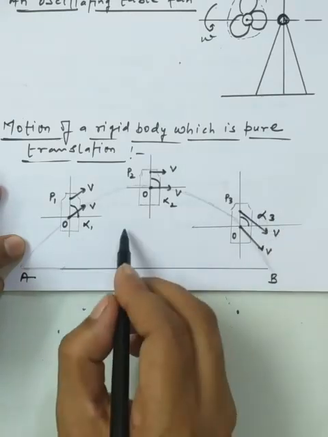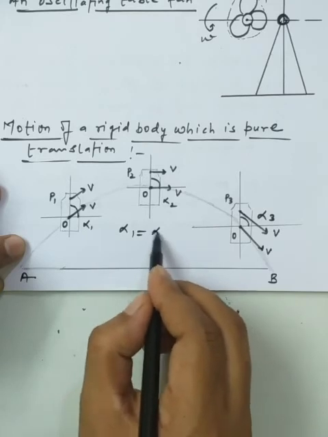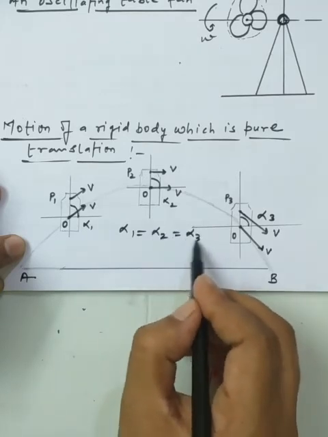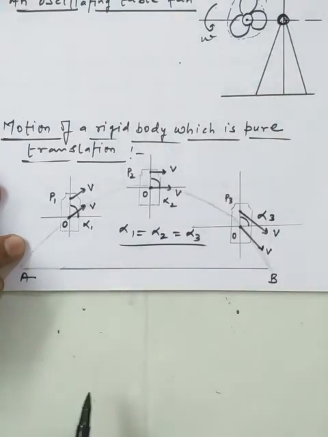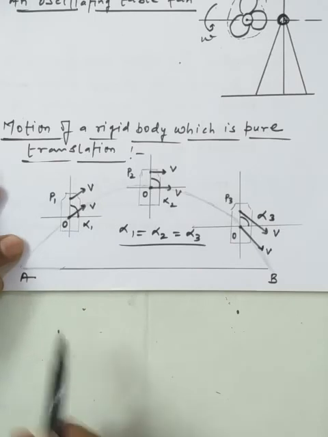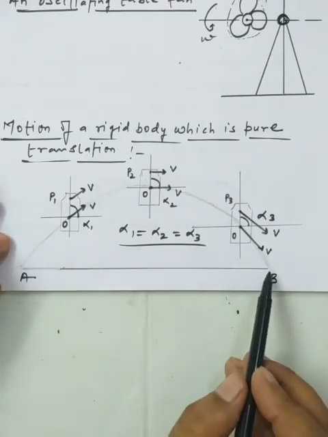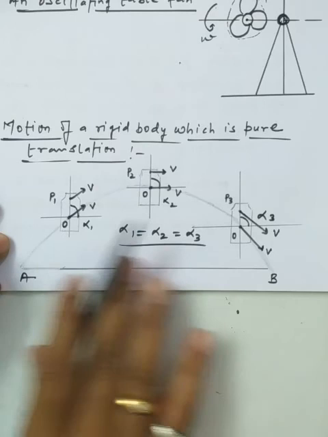Now during the motion, alpha 1 is equal to alpha 2 is equal to alpha 3. This is the same for all the points of contact during the motion. So this is the pure translation motion we have.